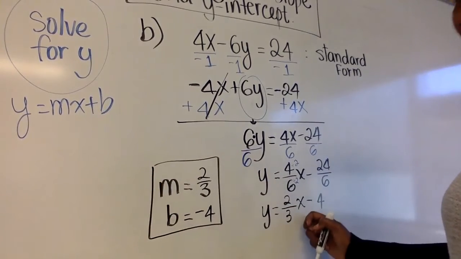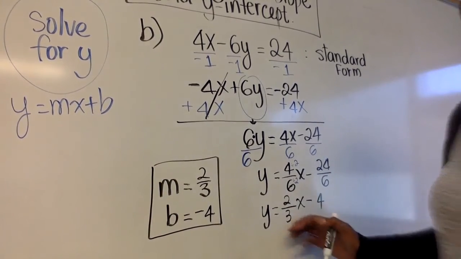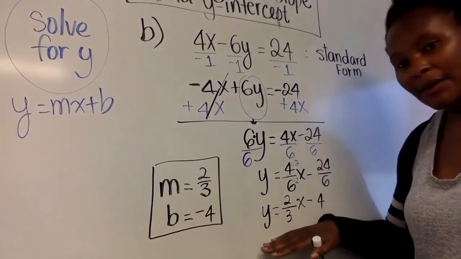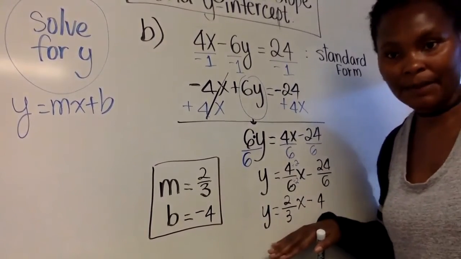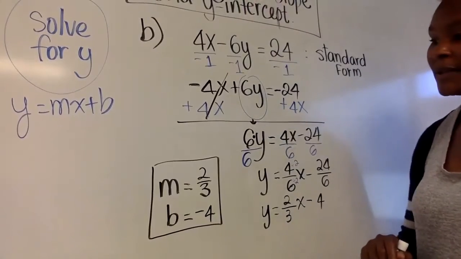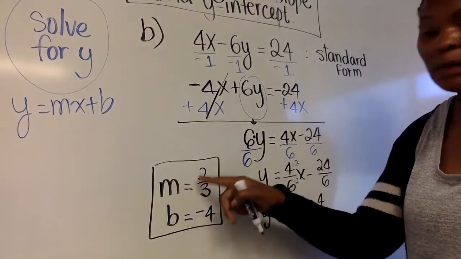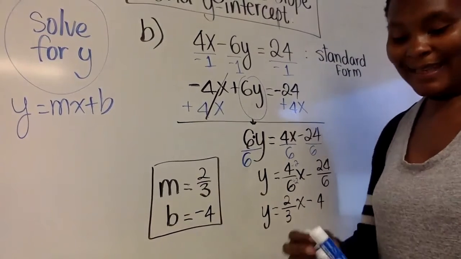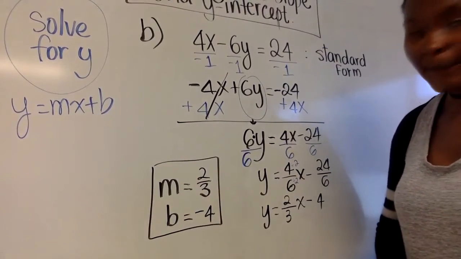So this is not the answer, okay? You use it to derive the answer. So be careful. Some of you may want to stop here. I will not recommend you stop here because the question asks you to identify the slope and the y-intercept. So you have to identify m equals 2/3 and b equals -4. Okay, so that's the end for part B.